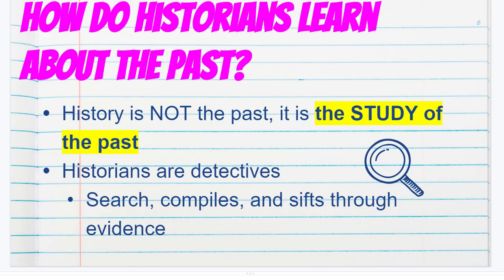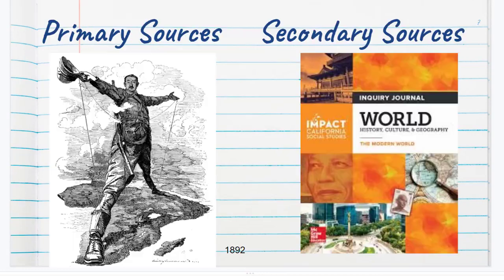Here we go. So, to reiterate on the next slide, reminder, I definitely want you to get this down in your notes if you didn't catch it in that last slide. Write down: history is not the past, it is the study of the past. And I just gave that little example. Historians, we want to consider ourselves the detectives. We search, we compile, we sift through different types of evidence. And the type of evidence we primarily look at are primary and secondary sources. So historical evidence comes in these two forms.